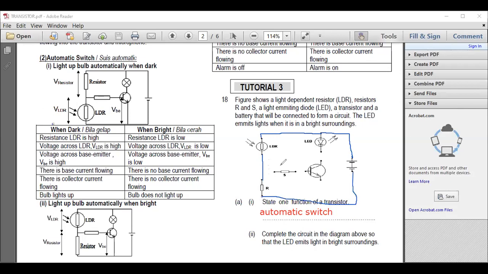Wow, like that question also got it. Huh? Like that question also got it. Got. Okay. So just do the wiring.